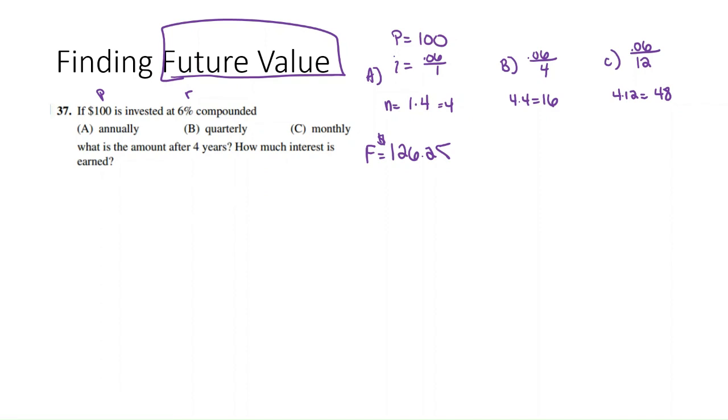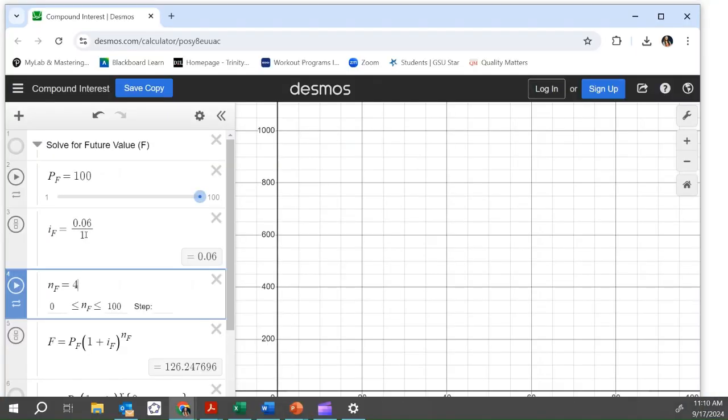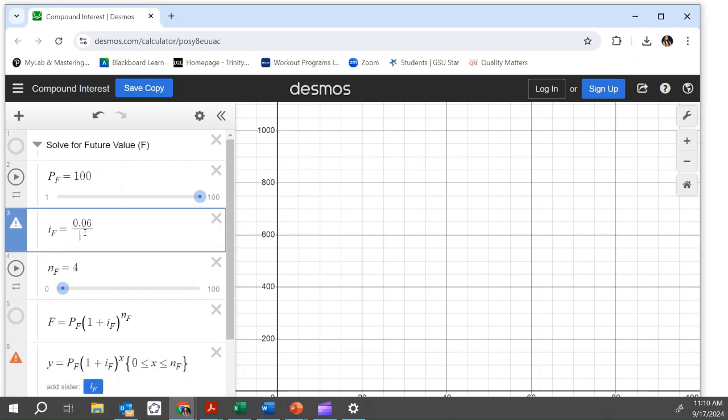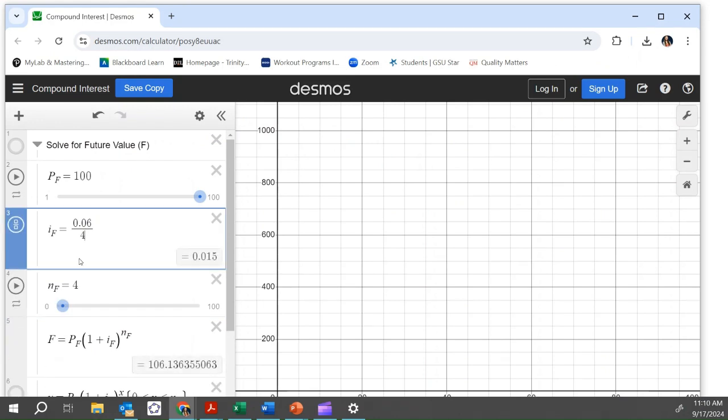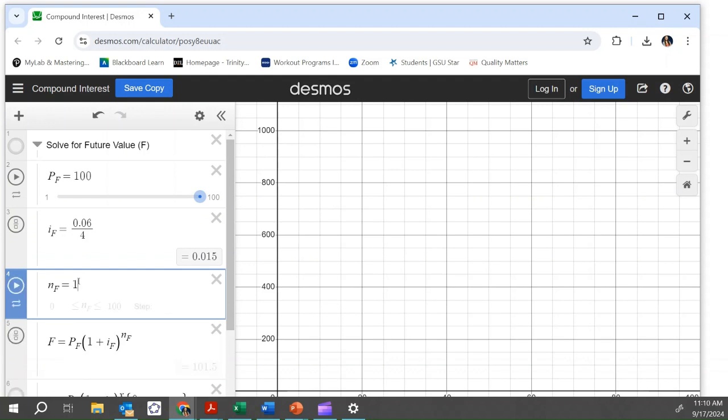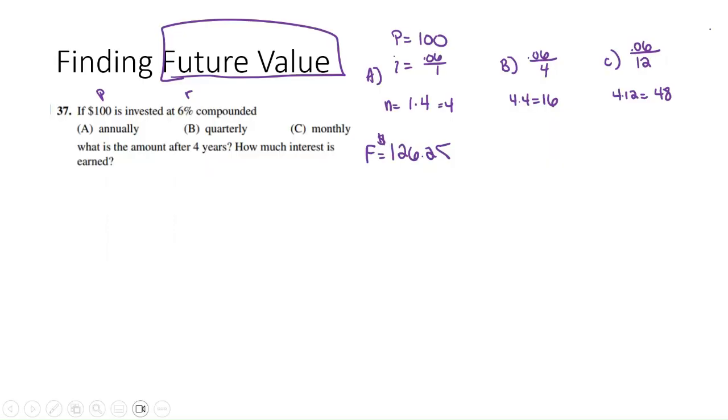Now I want to redo this with my other values. So now I'm going to do it quarterly, and that gave me 16 periods of interest. And now my total in my account is, if I round that, 126.90.